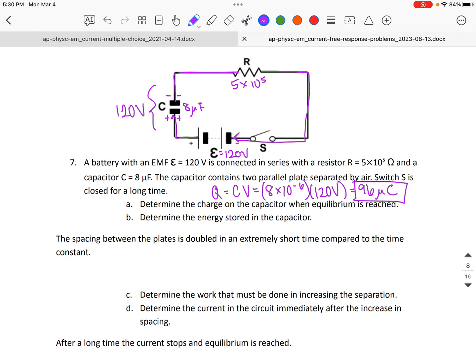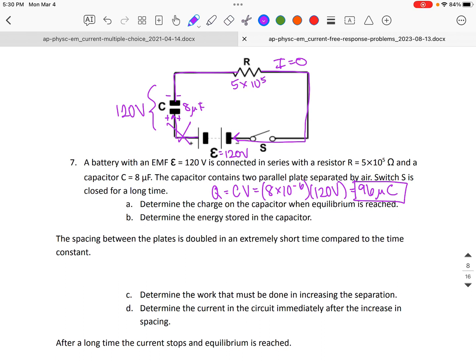Once equilibrium is reached, we know that the charges can no longer pass, and because it's in series, our current is equal to 0. So we don't have any current going through the resistor, and if it were a light bulb, the light bulb would go out.